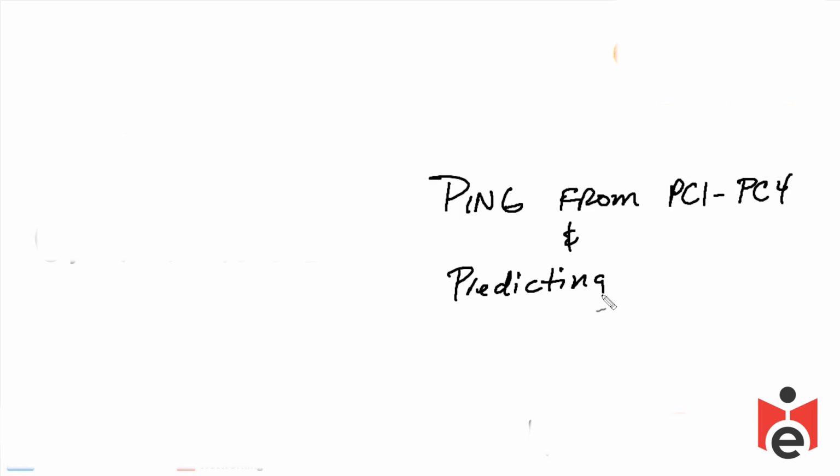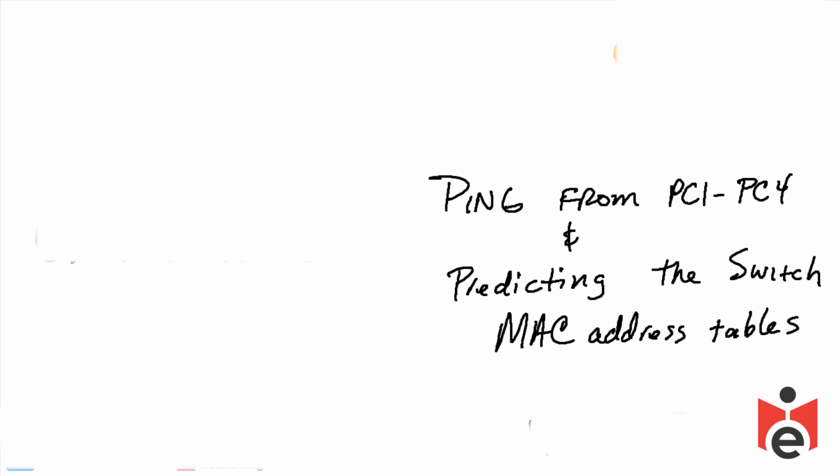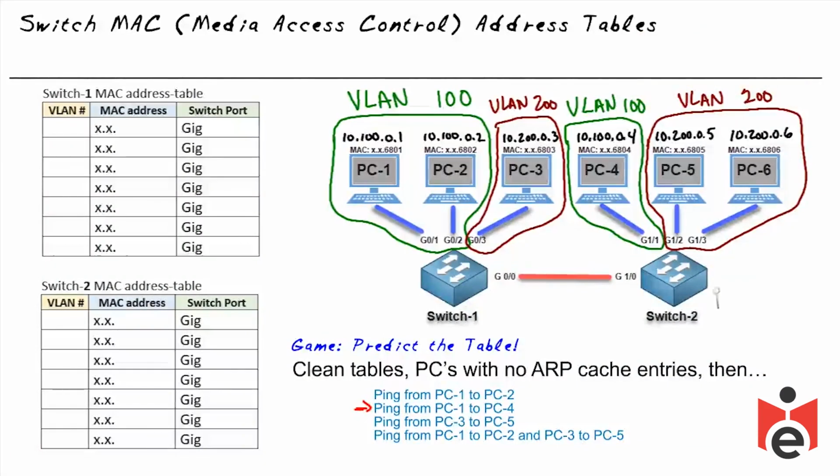In this, we're going to take a look at additional scenarios regarding certain types of traffic going through a switched network to predict what the MAC address tables look like on the switch after that specific traffic is sent through the network. And for this scenario, let's predict what the MAC address tables would look like on the switches when we do a ping from PC1 to PC4. We're starting off with clean MAC address tables and clear ARP caches on all of our devices.